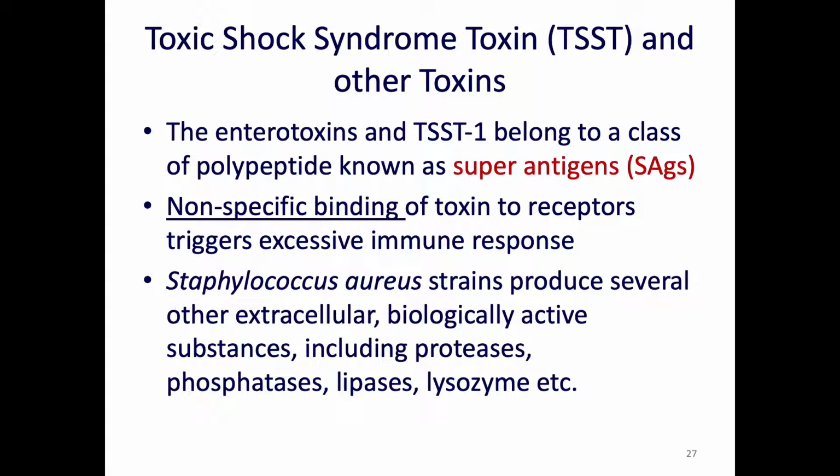This toxin belongs to the class of polypeptides known as superantigens. It is characterized by non-specific binding to the receptors and triggers an excessive immune response, so that the person may die because of this immune response. Staphylococcus aureus strains produce several other extracellular biologically active substances, including proteases, lipases, lysozyme, phosphatases, and others.